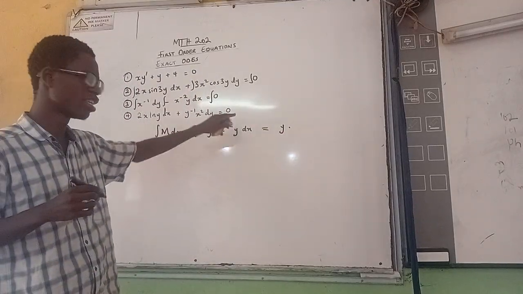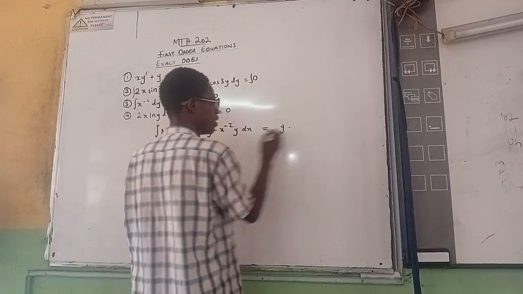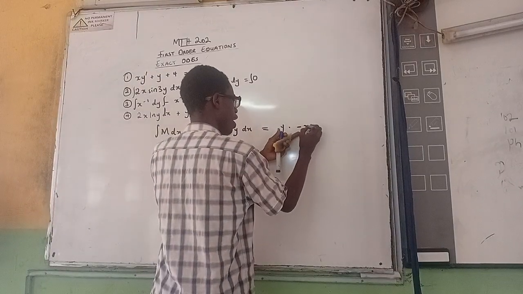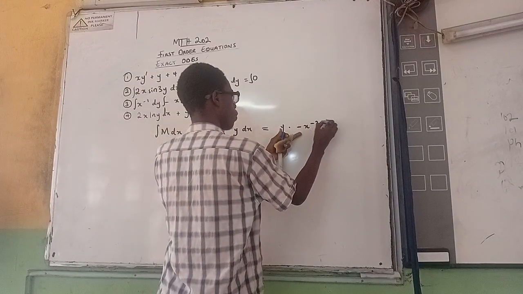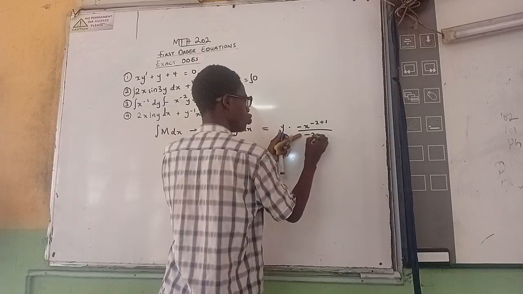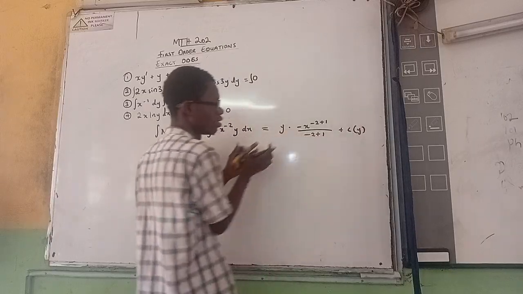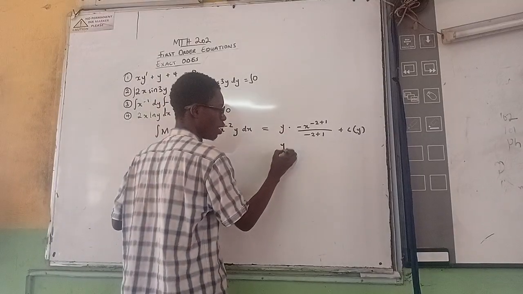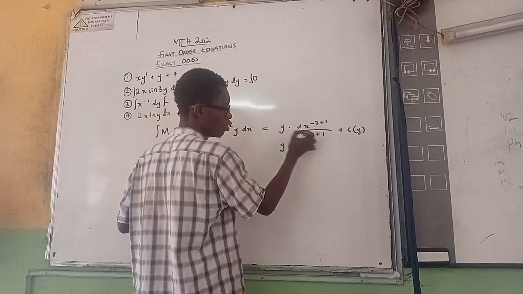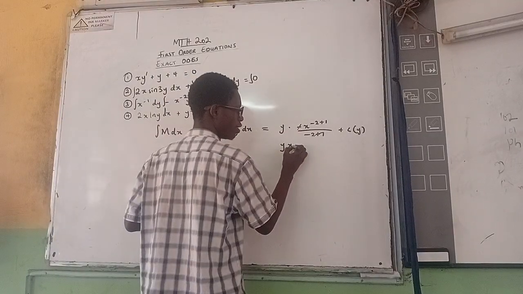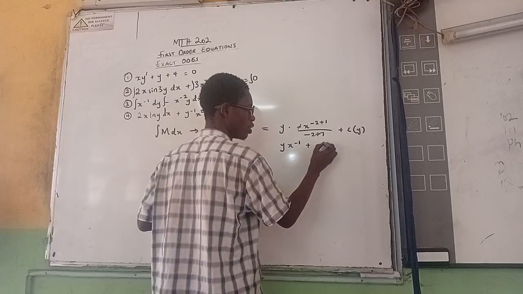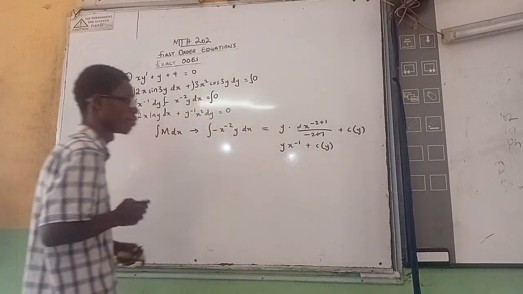If we integrate minus x minus 2, what are we going to get? We are going to get minus x minus 2 plus 1 over minus 2 plus 1 plus our constant, which is a function of y, since y is a constant here. So we are going to get something like y, this is minus 1, which means it will cancel out this. x minus 1 plus our constant, which is a function of y.